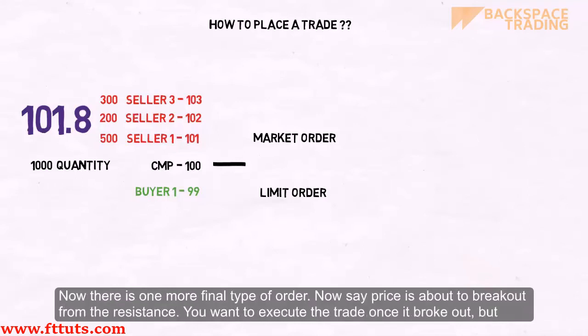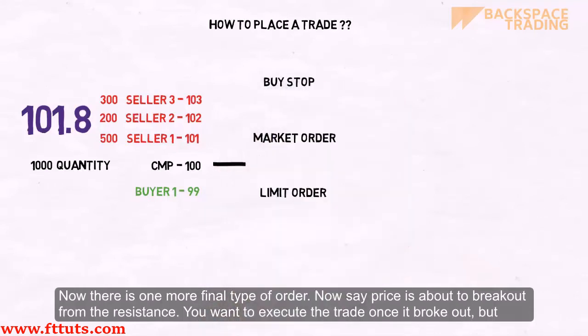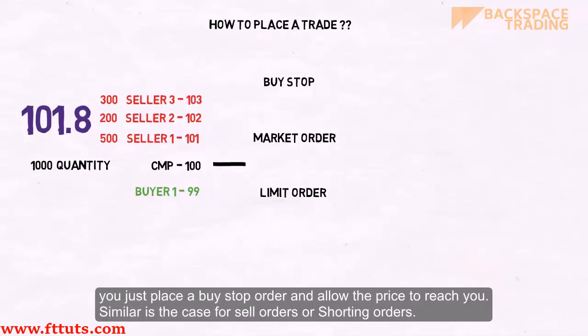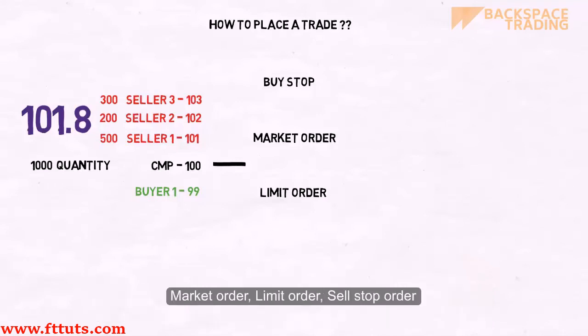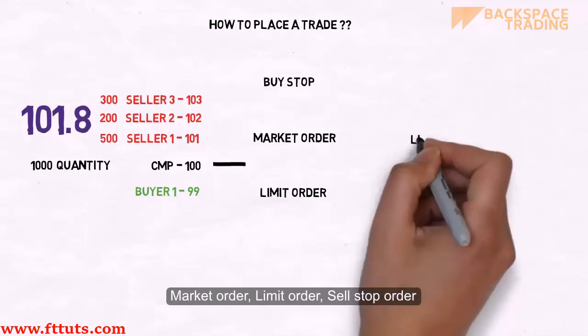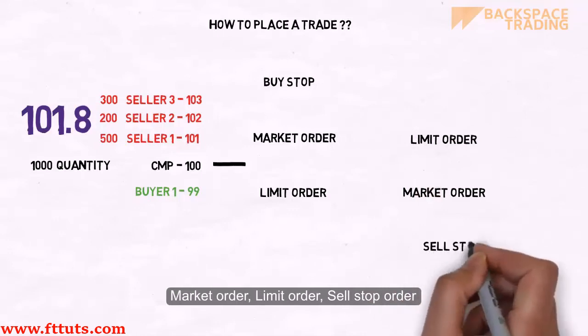Now there is one more final type of order. Say price is about to break out from resistance. You want to execute the trade once it breaks out, but you can't keep watching the screen forever until it breaks. For this reason, you use a buy stop order. Say you want to get filled only when price reaches 104. You just place a buy stop order and allow the price to reach you. Similar is the case for sell orders as well. For shorting, you can do a market order, limit orders, and also a sell stop order.